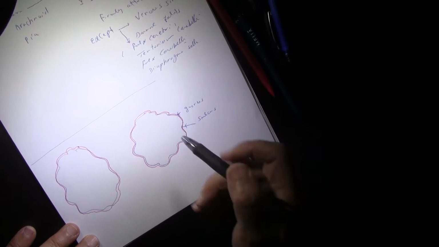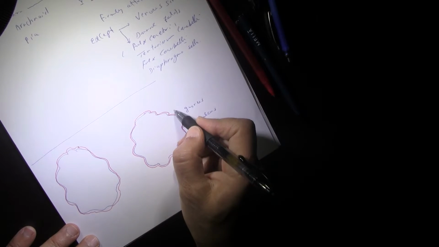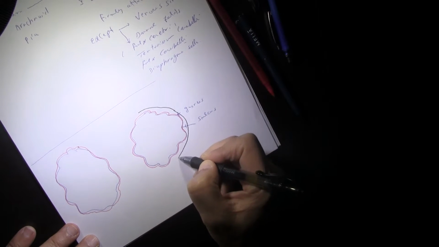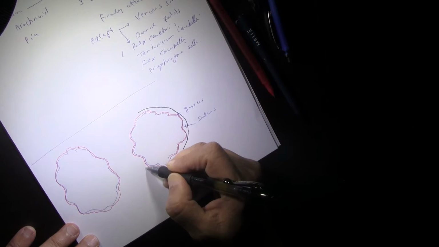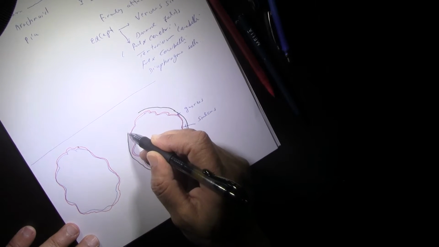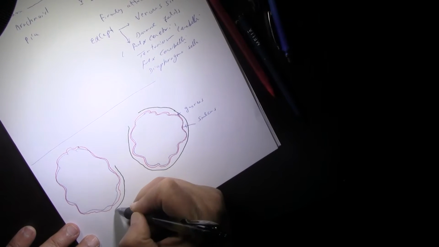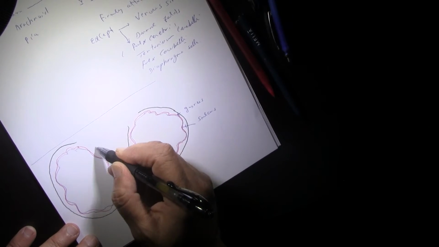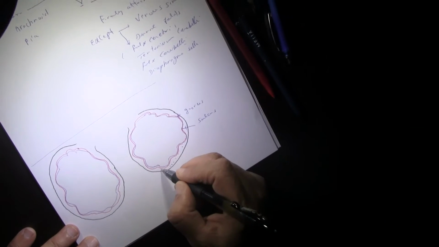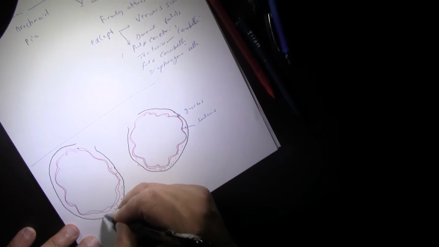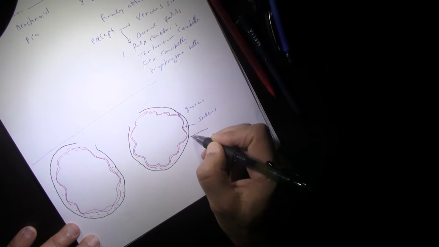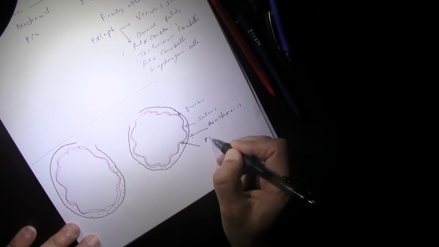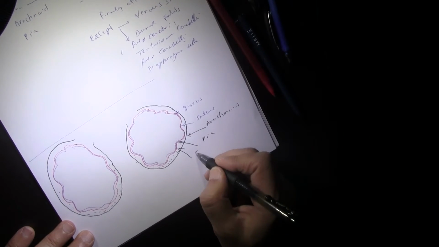Then the second layer is called arachnoid, and it covers the brain but does not go into the sulci. There is a space between the pia and arachnoid mater. This space is called what? Subarachnoid space. So this is the subarachnoid space. This is the arachnoid, and the red one is pia. The space is the subarachnoid space.